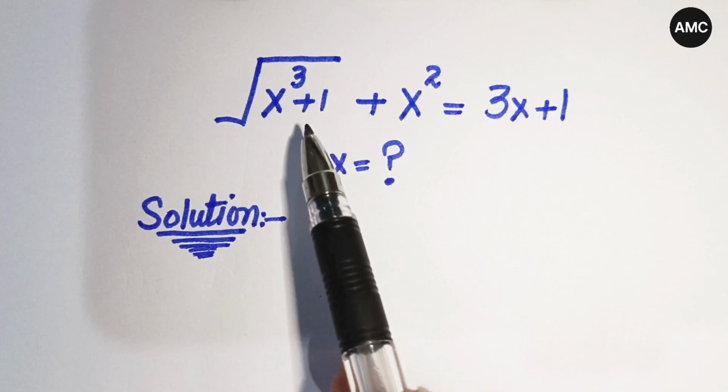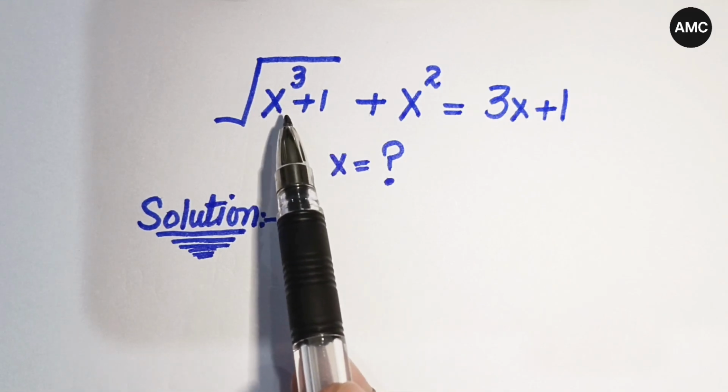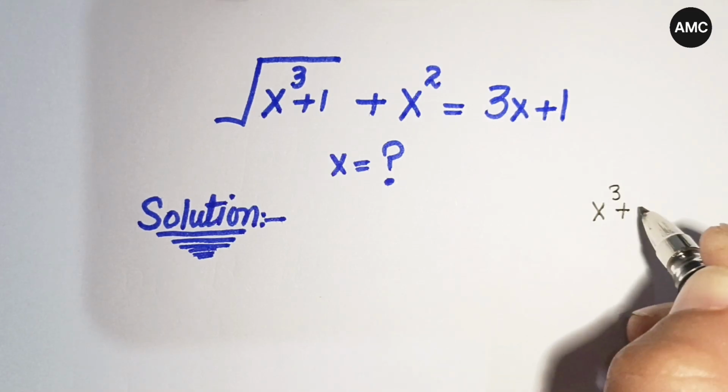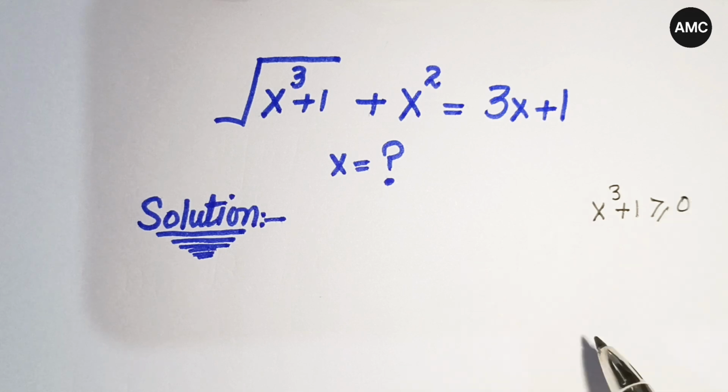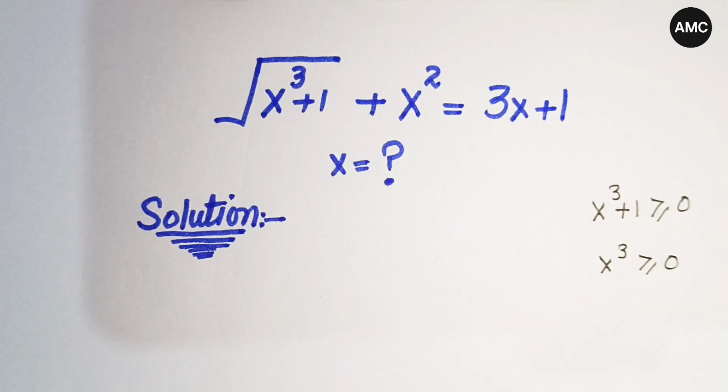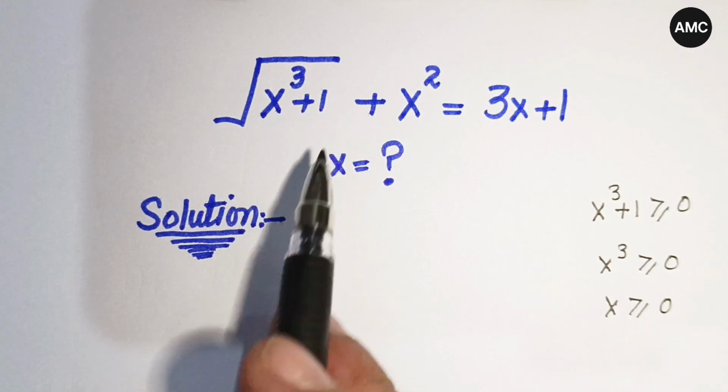Now the square root of x cubed plus 1 must be greater than or equal to 0, so we just write that x cubed plus 1 is greater than or equal to 0. Similarly, x cubed will be greater than or equal to 0. So if x cubed is greater than or equal to 0, then x will be greater than or equal to 0. Here a cube of a negative number is always negative and a cube of a positive number is always positive. So here we just use this square root of x cubed plus 1.